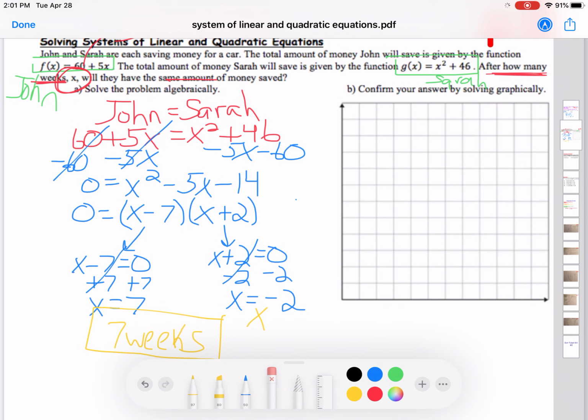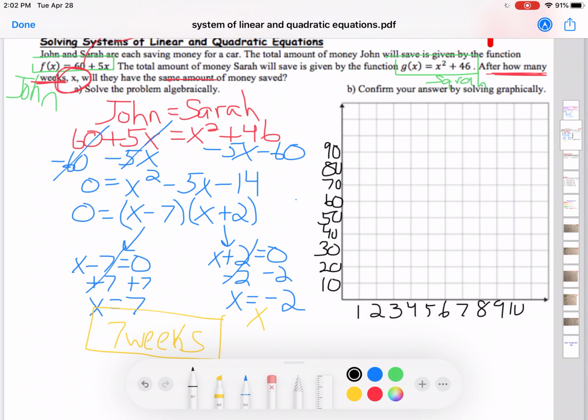So let's take a moment to graph on our paper. I'm going to go ahead and count by tens on my y-axis so I can fit this. And let's go ahead and plot our points. Again, you can be clicking back and forth between your graph to plot.